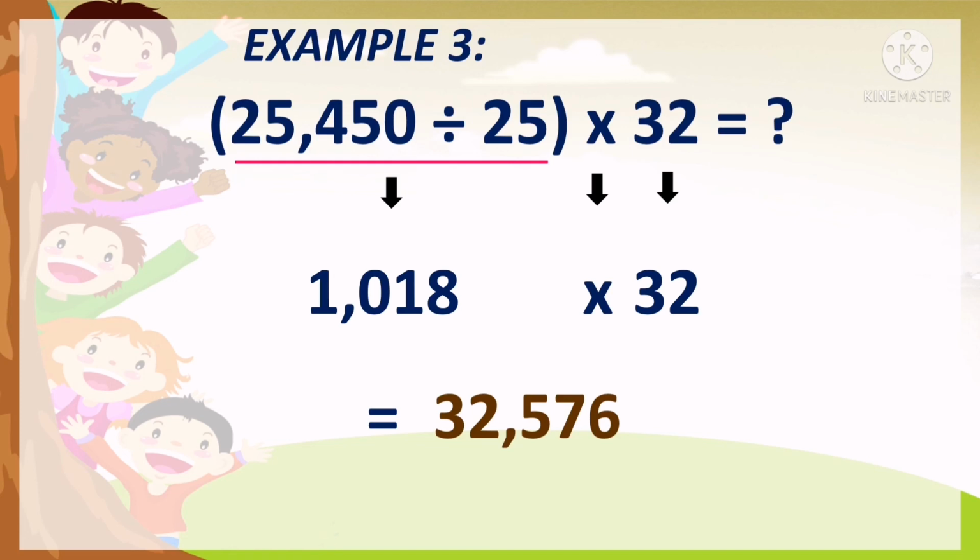So all you have to remember when you do combined operations is to always do the ones inside the groupings first, the ones that are inside the parentheses or round brackets.